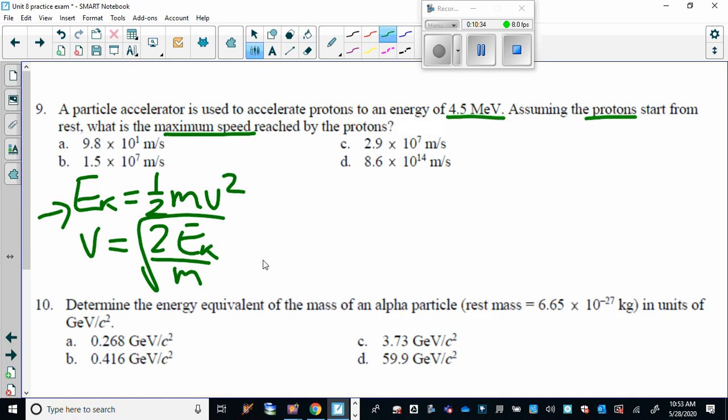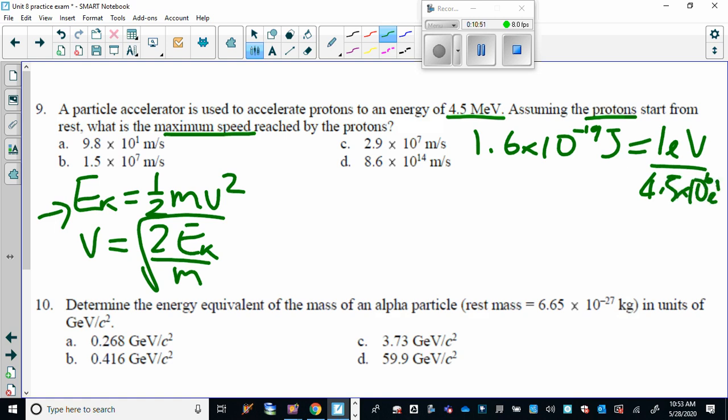Let's just do it separately, because we know that 1 electron volt equals 1.6 times 10 to the negative 19 joules. Then how many joules is 4.5 times 10 to the 6th electron volts? Once again, because that's mega electron volts. So if you do that, you end up getting 7.2 times 10 to the negative 13 joules.